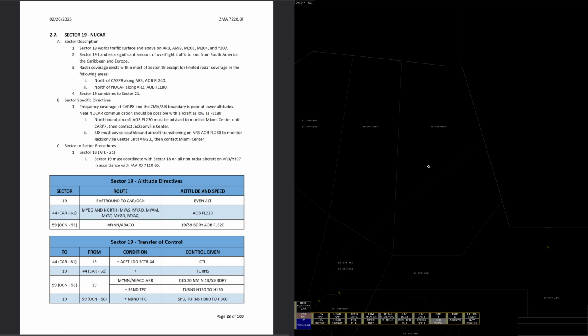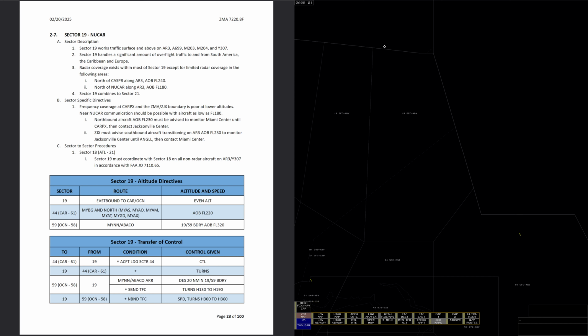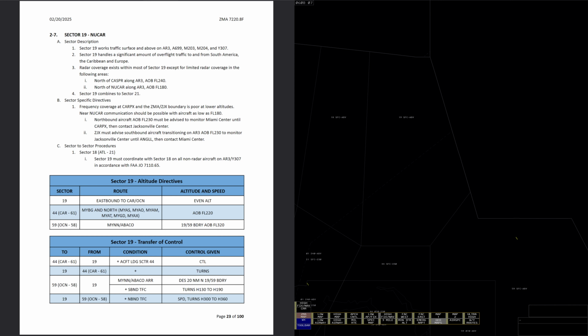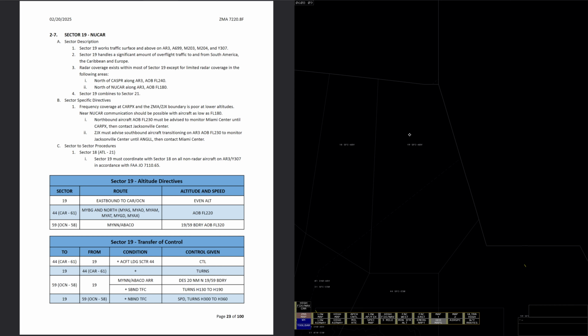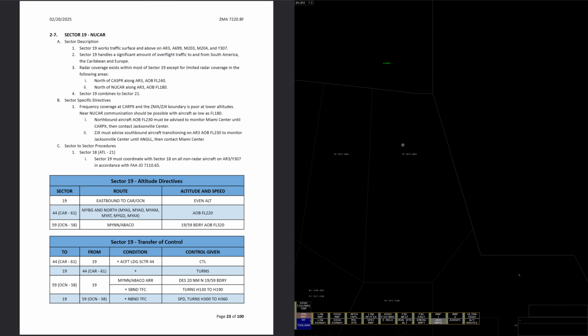Sector 19, Newcar, similarly works traffic that you would expect in Sector 18 airspace, with an emphasis on overflights from Jacksonville towards the Caribbean and ocean areas, and vice versa. Notably, there's limited frequency coverage at or below flight level 230 in the northeast corner of this airspace.